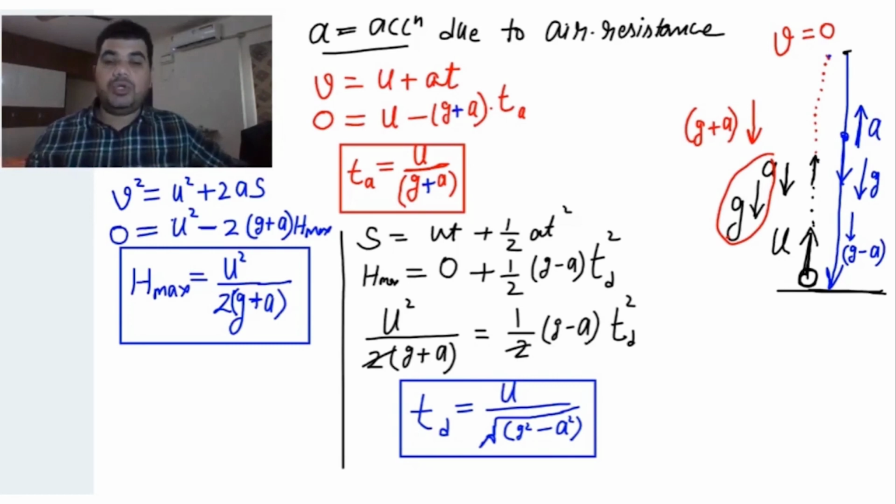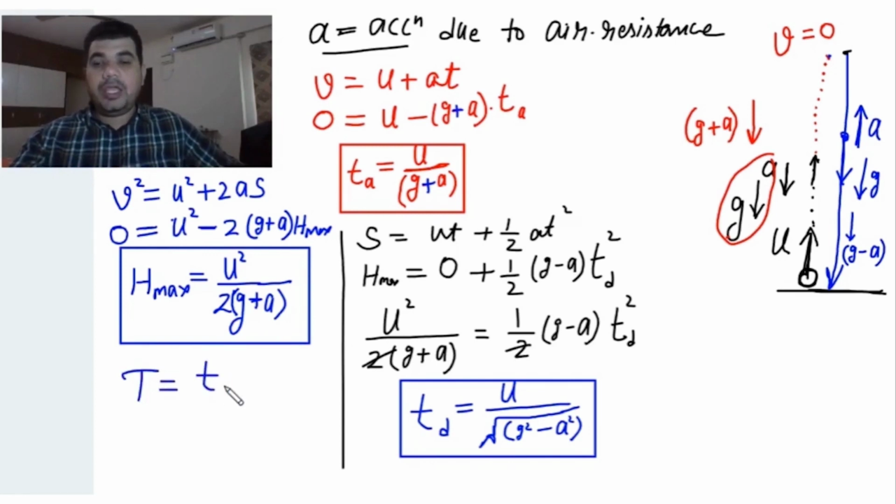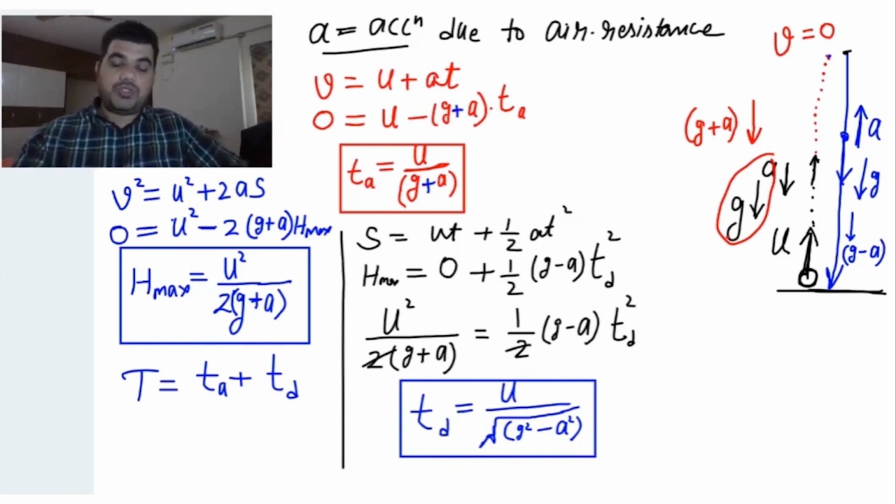Okay. Now what is the total time of flight? Total time of flight is also very easy. You can say T is equal to TA plus TD. A means ascent, D means descent, and here you have ascent and here you have descent. And this is the H maximum. So these three formulas you also have to remember, and you also have to remember that a is here air resistance. And time of ascent, which one is less?